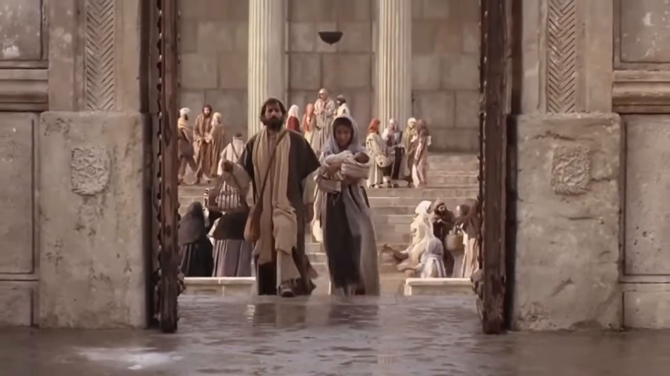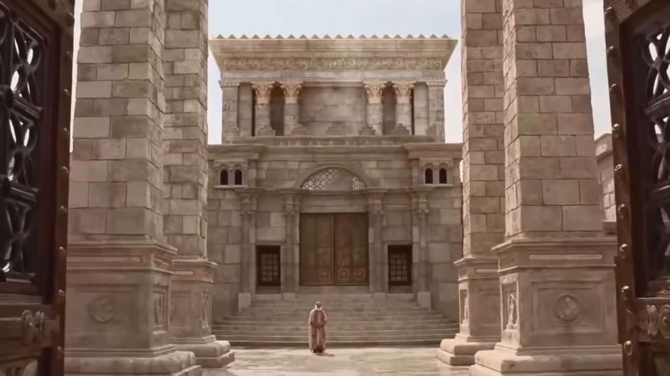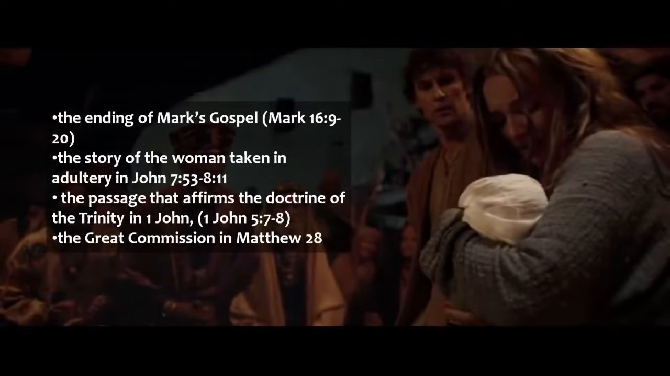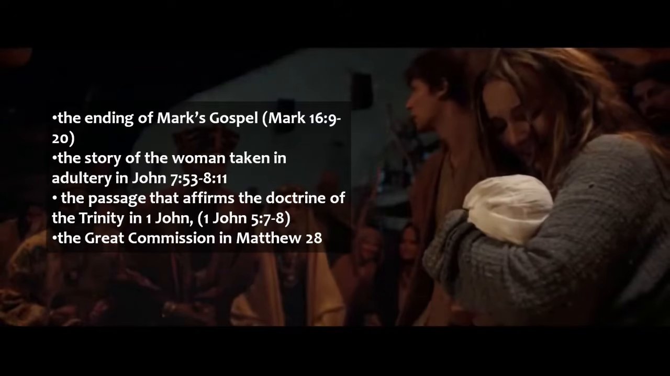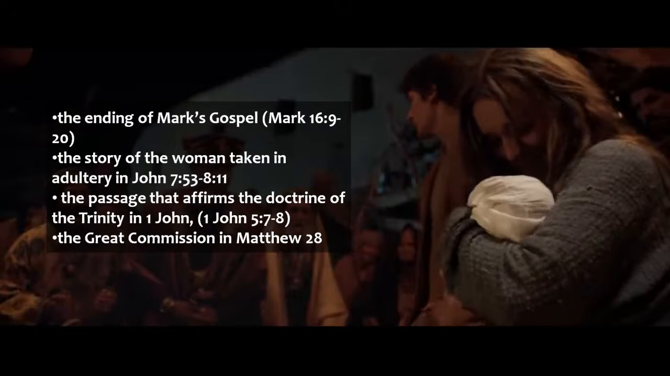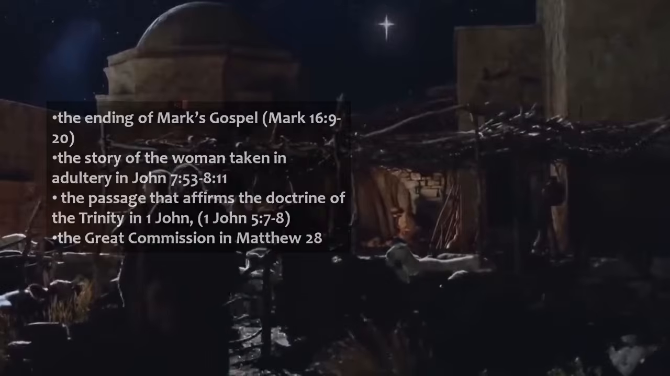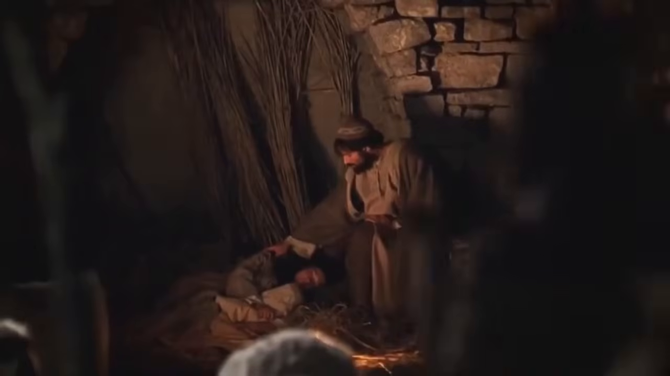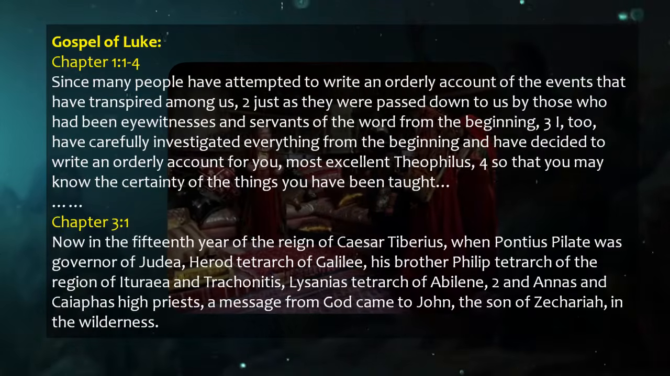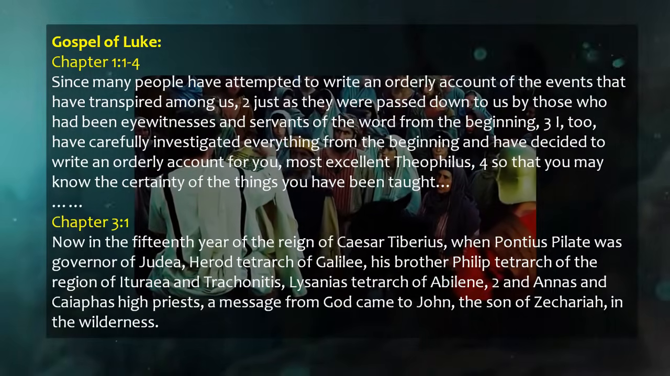Plus, please remember that some passages of the Gospels have been edited much later, in the 2nd or 3rd centuries. For example, the ending of Mark's Gospel, or the story of the woman taken in adultery in John 7, or the passage that affirms the doctrine of the Trinity in 1 John, and most likely the Great Commission in Matthew 28. Along with other scholars, Bart Ehrman also believes that the first 2 chapters of Luke were a later addition. The original narrative included 1:4 and would then have moved directly from 1:4 to what is now 3:1. And those are just a few examples.